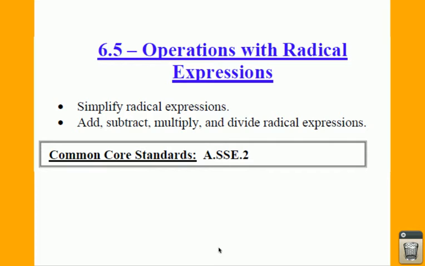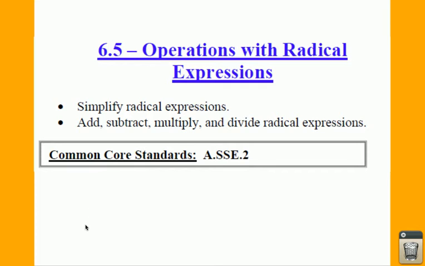6-5. I'm gonna show operations with expressions, how to add and subtract. Oh man, what a nice intro for you guys.